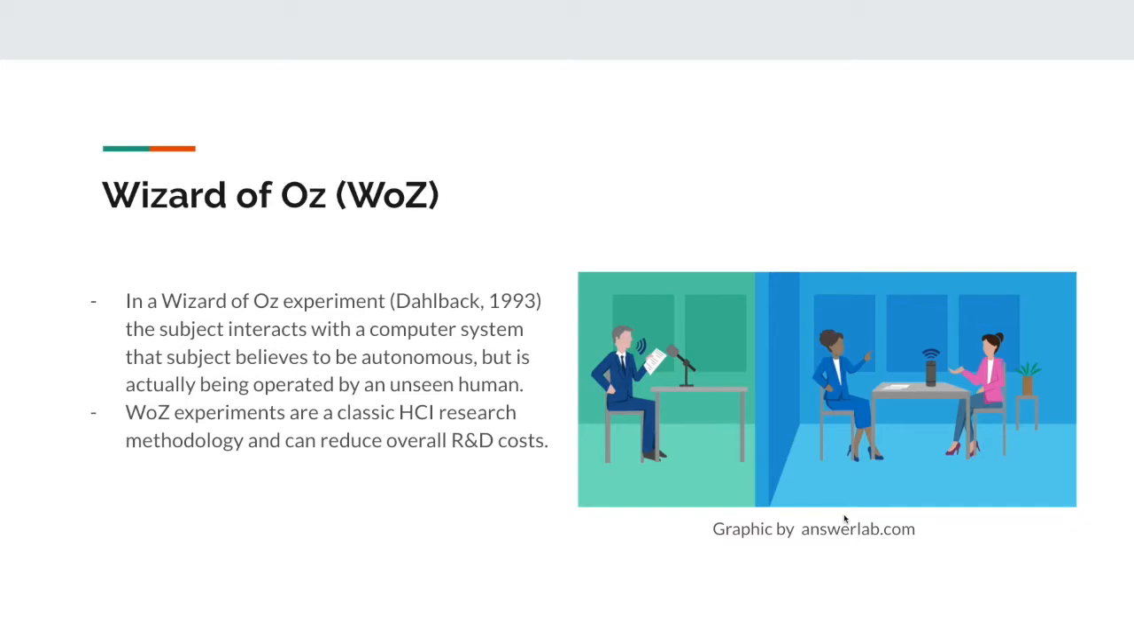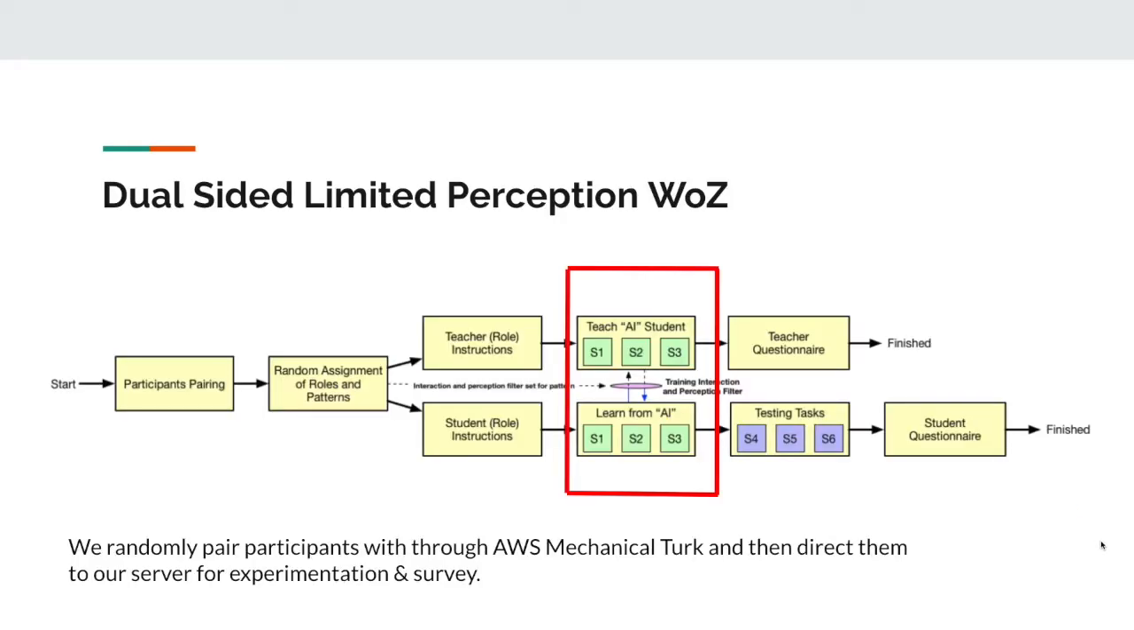Now these Wizard of Oz experiments help us save time and money, but one of the problems again is that they aren't meant for prototyping learning systems. So how do we combat that? We built a variant of the Wizard of Oz experiment known as the dual-sided limited perception Wizard of Oz experiment. Essentially, we replaced the experimenter behind the scenes with another naive participant. So instead of an experimenter and a participant, we have two participants, and they have a perception filter where they can engage with one another.